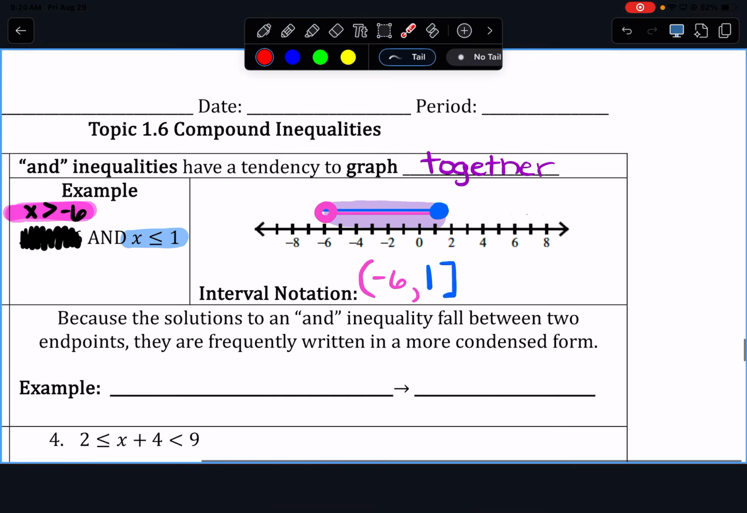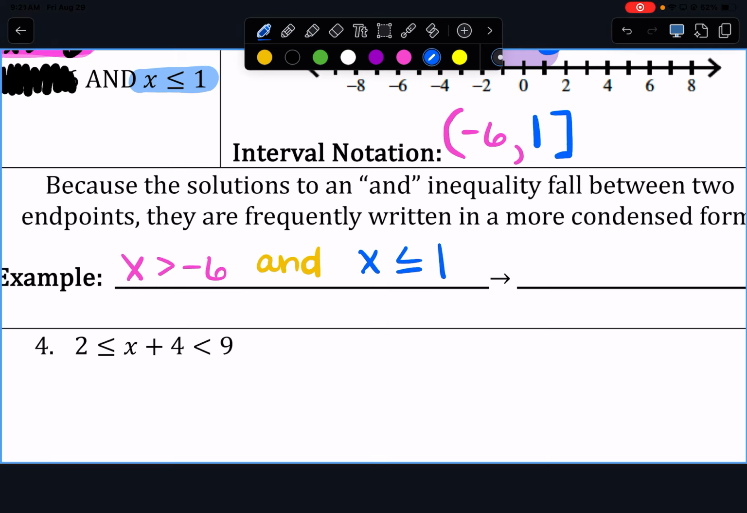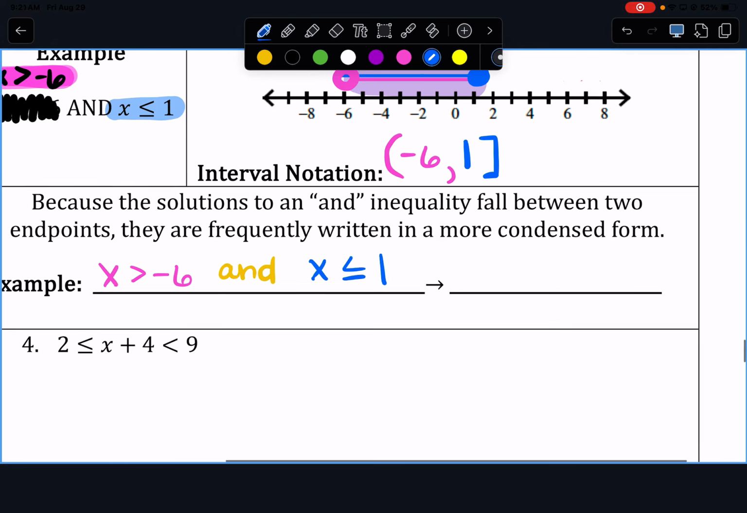So we're going to look at a couple of these. But before we do, we're going to talk about how sometimes they're not always going to be written with "and" in between. Actually, almost never will they be written with "and" in between. So far, we've looked at the graph of x is greater than -6 and x is less than or equal to 1. So there is a way to write that more condensed, so we only have to write one piece of information.